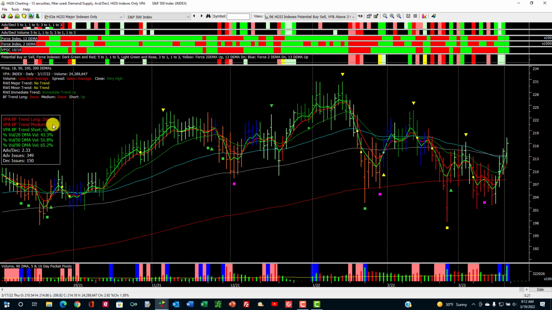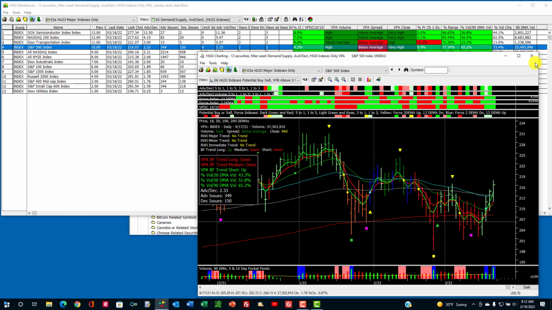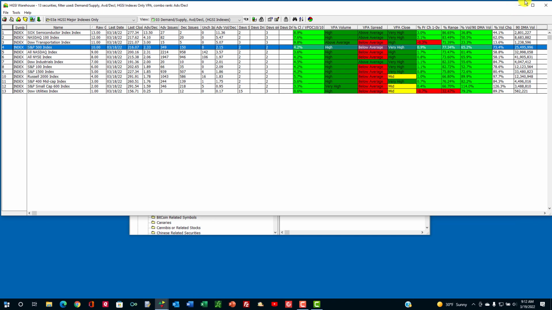VPA trend, long, down, down. Short is up. Volume is well above average. Advancers versus decliners 2.33 to 1. And that's what we saw before. Okay, that's it. Right now the market looks strong.